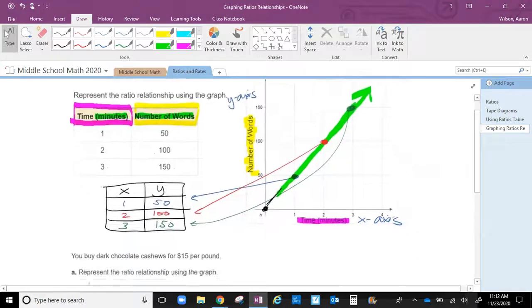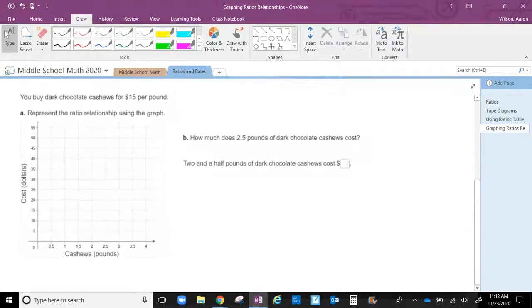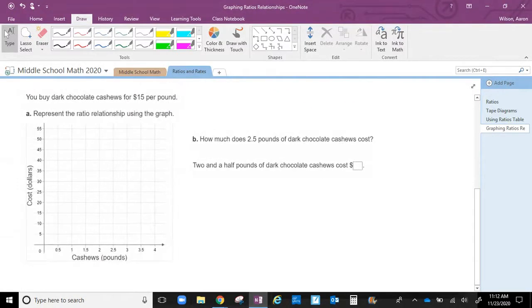On into the next one. And the last one that we're going to have time for is this: you're also asked to represent the ratio relationship using the graph. So we're still going to have to graph it, but this time there's no table. Well, that's not difficult because we can make our own table.